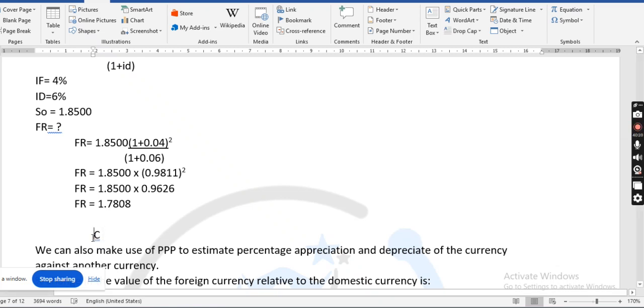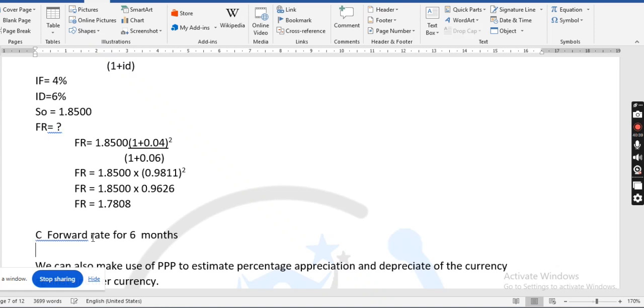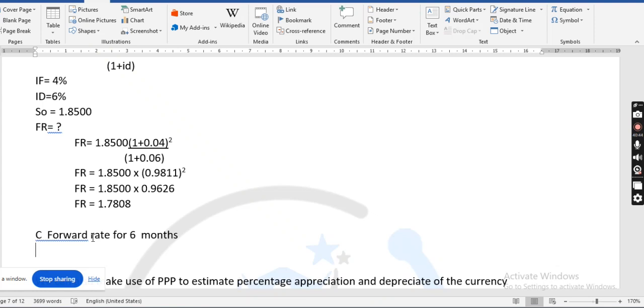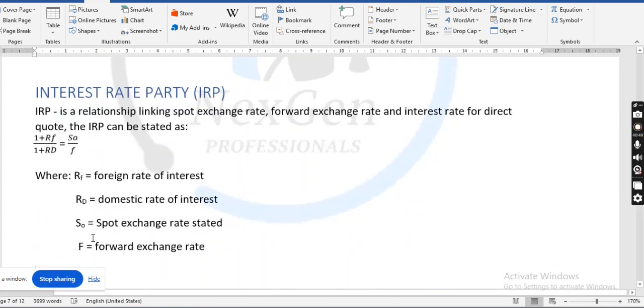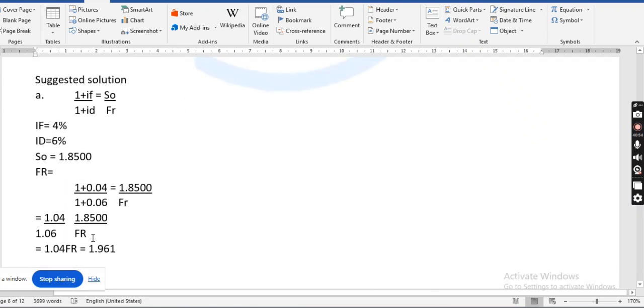So the C part of this question is the forward rate for 6 months. Now you could go back to the normal formula, the one I gave earlier, when you want to calculate your forward rate, since it is just for 6 months.